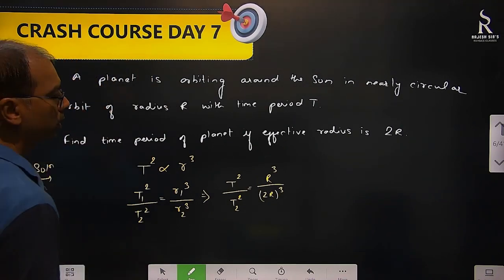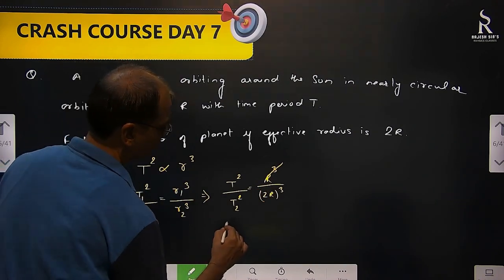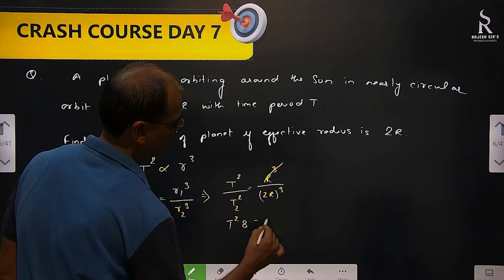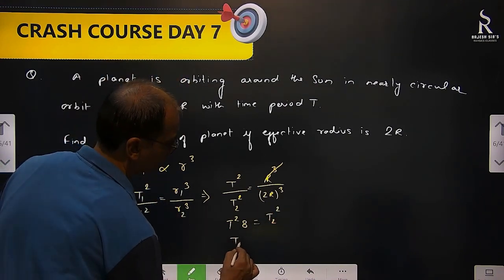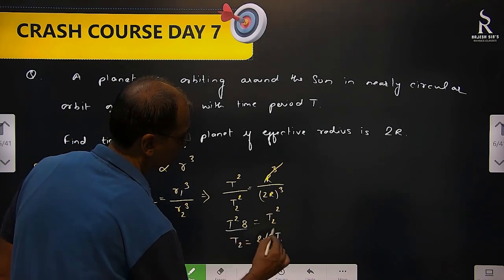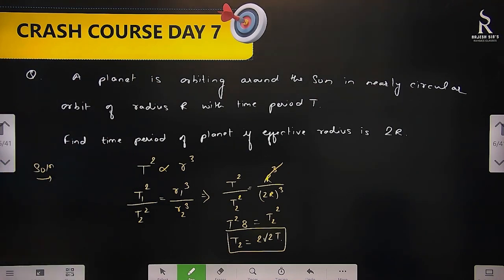So you can see that r cube I can cancel. So what do we have? T square, and this is 8. So 8T square equal to T2 square. So what have we got? T2 is equal to 2 root 2 T. This is the time period of the new planet whose radius is 2r.